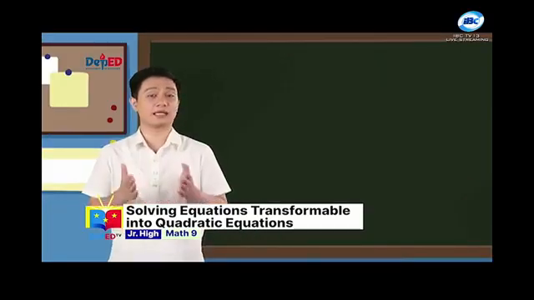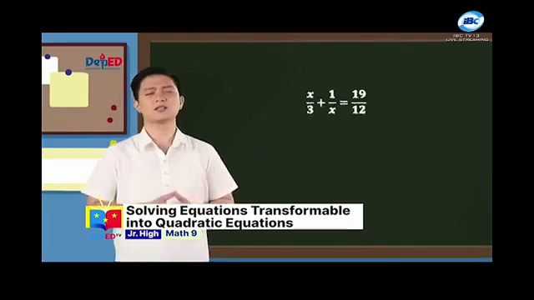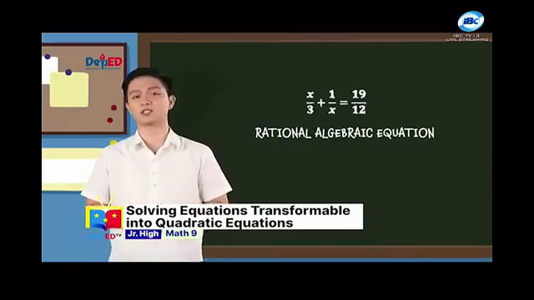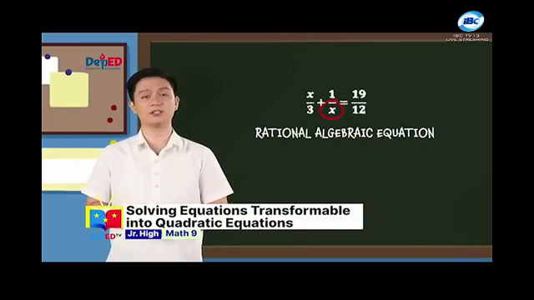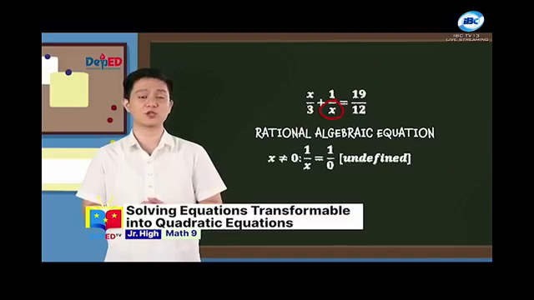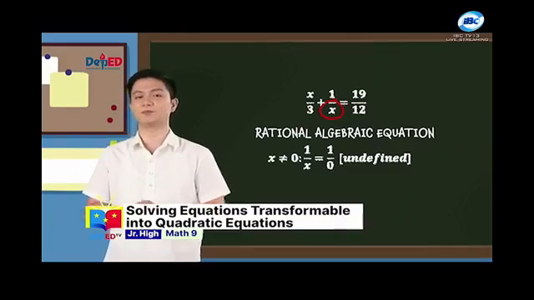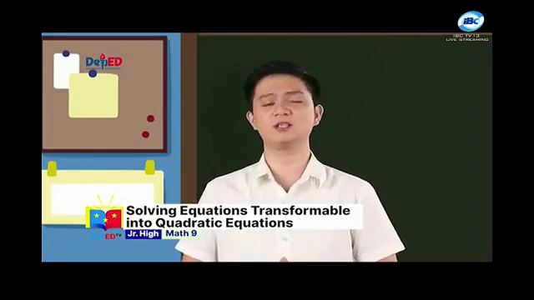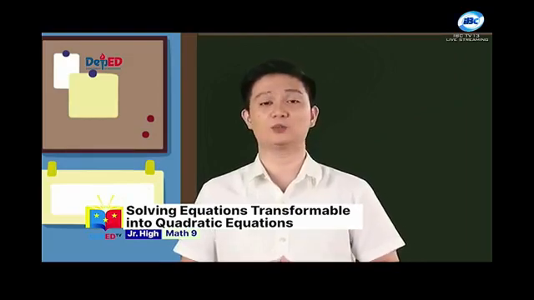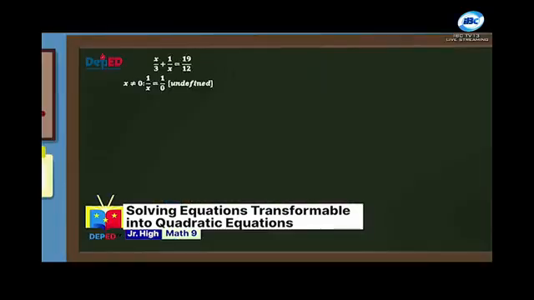What about if we are given this equation? Such an equation is called a rational algebraic equation. In this type of equation, we see variables in the denominators. And since x is one of the denominators, the value of x can't be 0. Otherwise, the expression 1 over x is undefined. To transform it into a quadratic equation, we should multiply both sides of the equation by the LCD of the rational algebraic expression, which means we have to identify the least common multiple, or LCM, of 3, x, and 12.